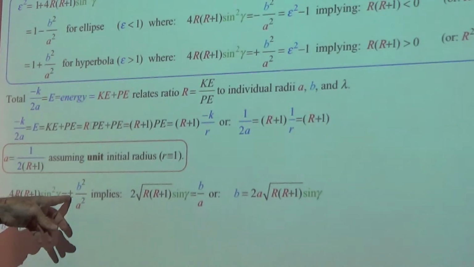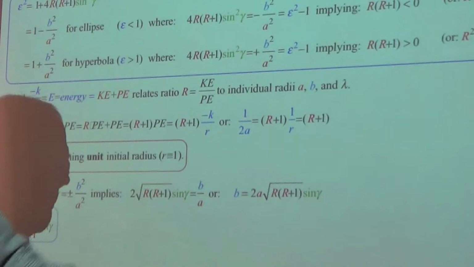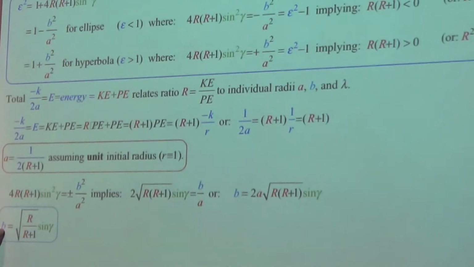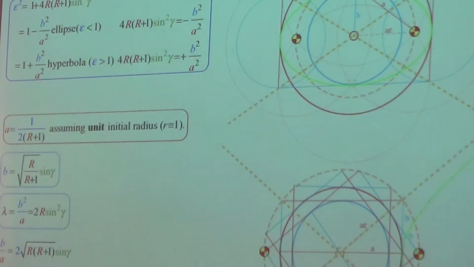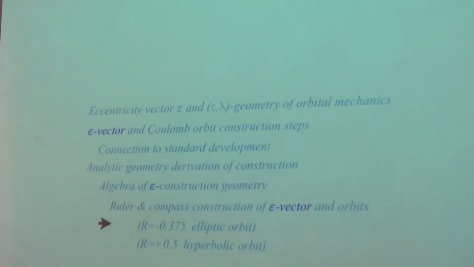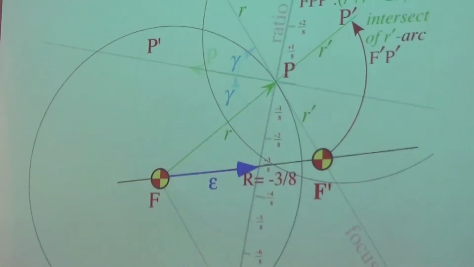We do have a plus or minus here. We can have either this or that. This will give us a formula for the semi-major radius. Hyperbolas and ellipses have that. It will be r over r plus 1 sine gamma. Lattice radius is similarly related. B squared over A turns out to be 2r sine squared of gamma. Okay, so for each of these conic sections, we have nice formulas.